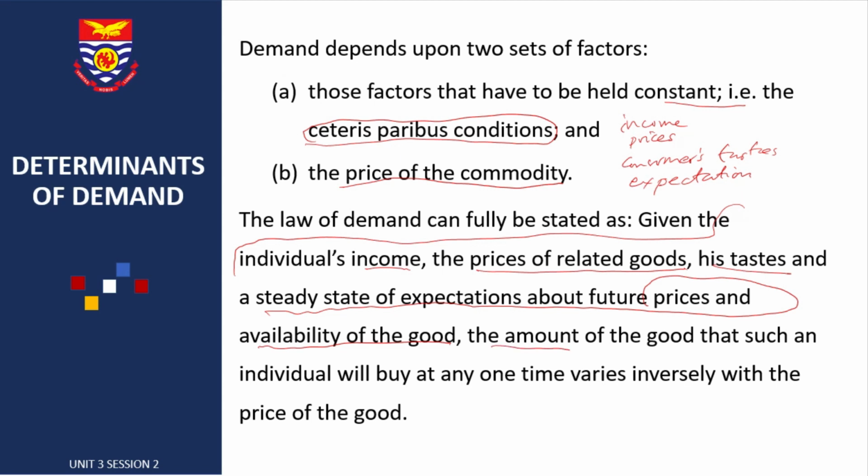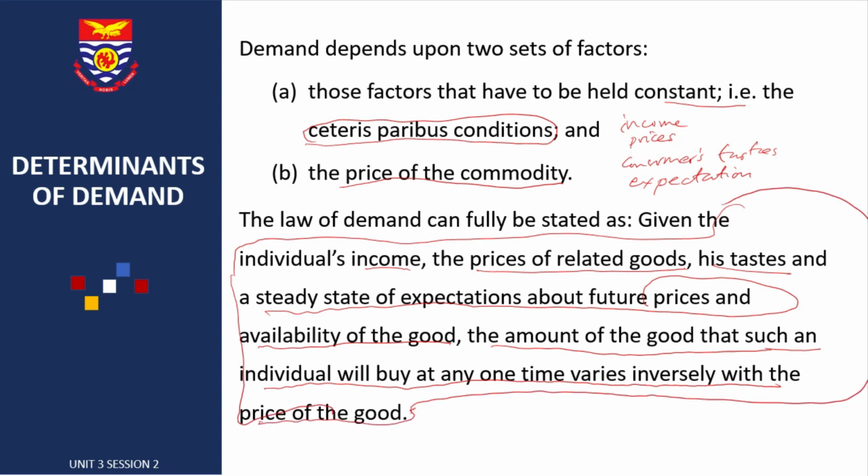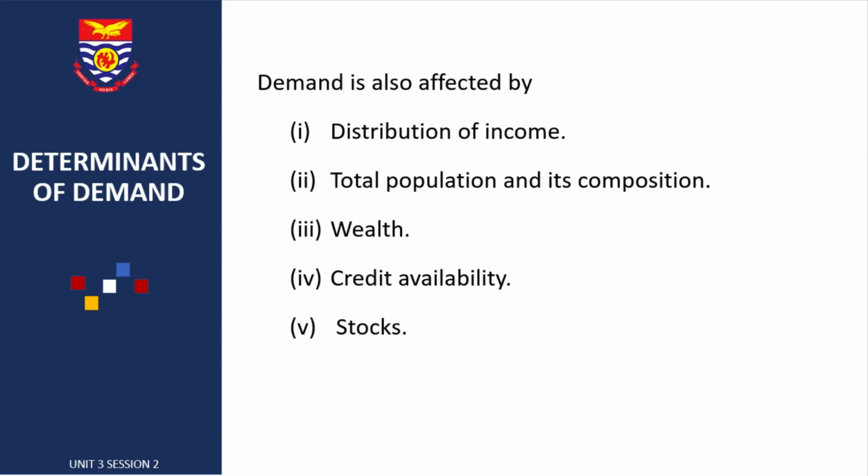the amount of the good that such an individual will buy at any point in time varies inversely with the price. Inversely means a negative relationship. It varies inversely with the price of the good. Alright. One thing we have to know is that demand is also affected by distribution of income, total population and its composition. It's also influenced by wealth, sometimes credit availability, and stocks.